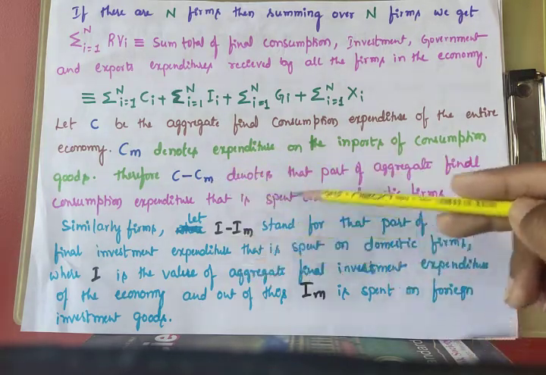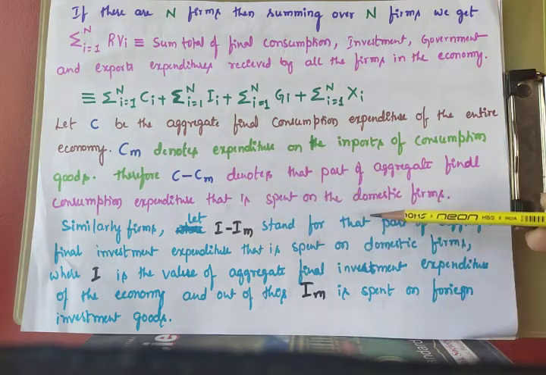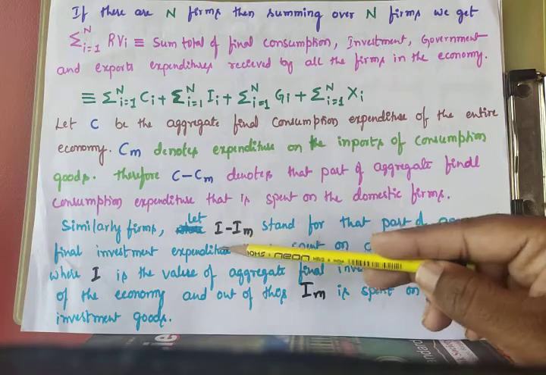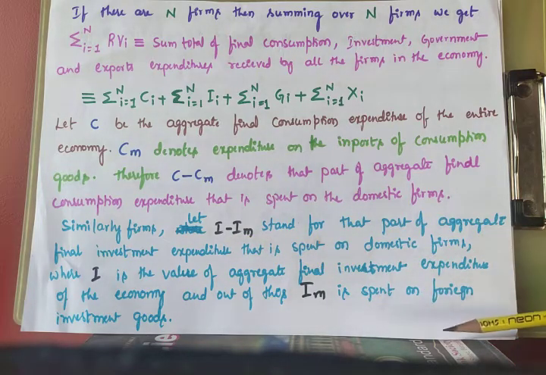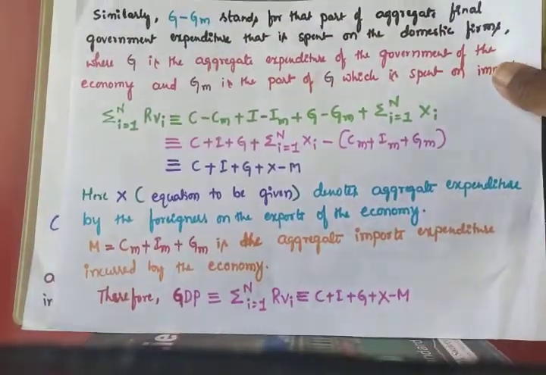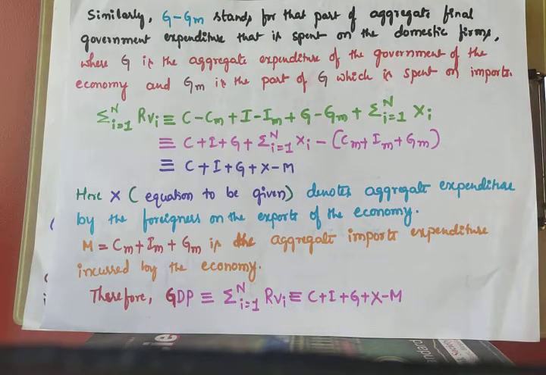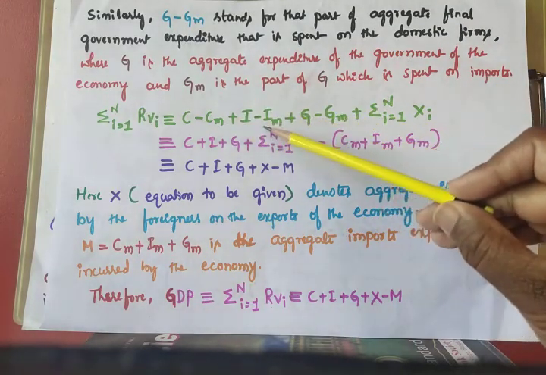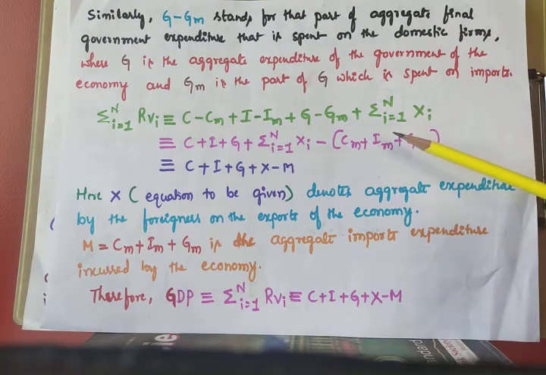We should calculate only aggregate final consumption expenditure spent on the domestic firm, and aggregate final investment expenditure spent on the domestic firms, that is, what we spend on goods and services produced within the country. We do not count what we spent on other countries' goods and services. Okay, here C minus CM, I minus IM, as well as G minus GM. Totally, we can say that. See, C minus CM, I minus IM, G minus GM, and Xi.